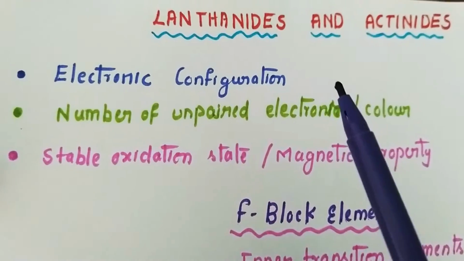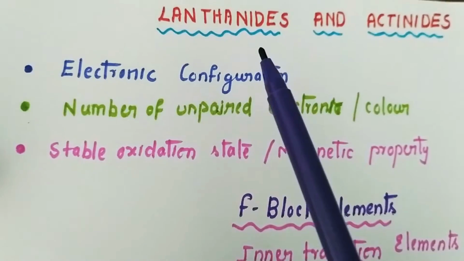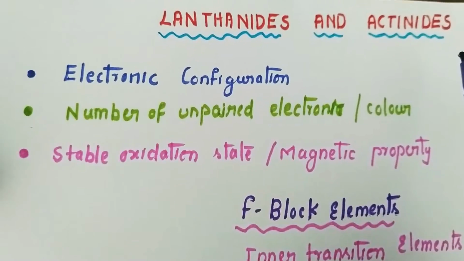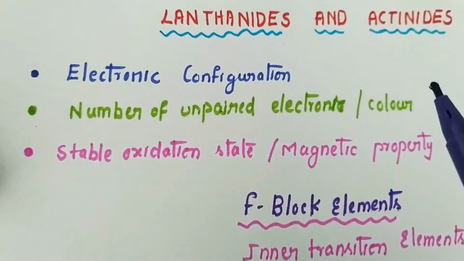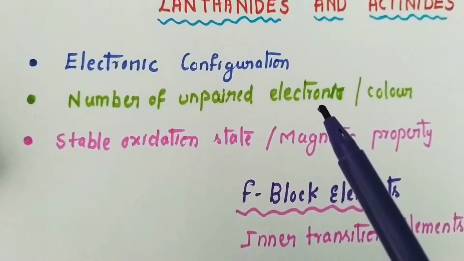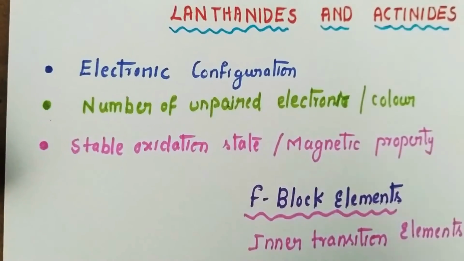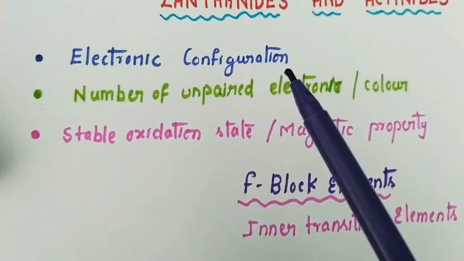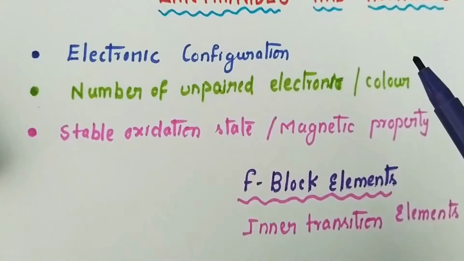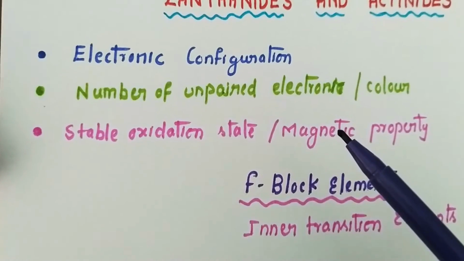Hello everyone. Today in class we are going to discuss lanthanides and actinides, and this is the most important topic for competitive exams, and most of the MCQ questions can be asked for SET examinations also. Today I am going to focus mainly on how to write the electronic configuration for lanthanides and actinides in a simple manner. By electronic configuration we will know the number of electrons, and automatically we can predict the color and magnetic properties.